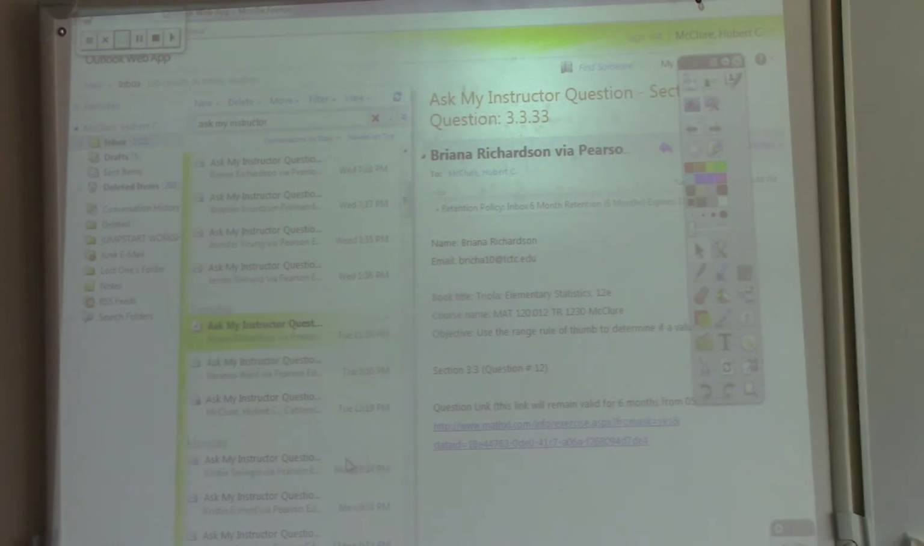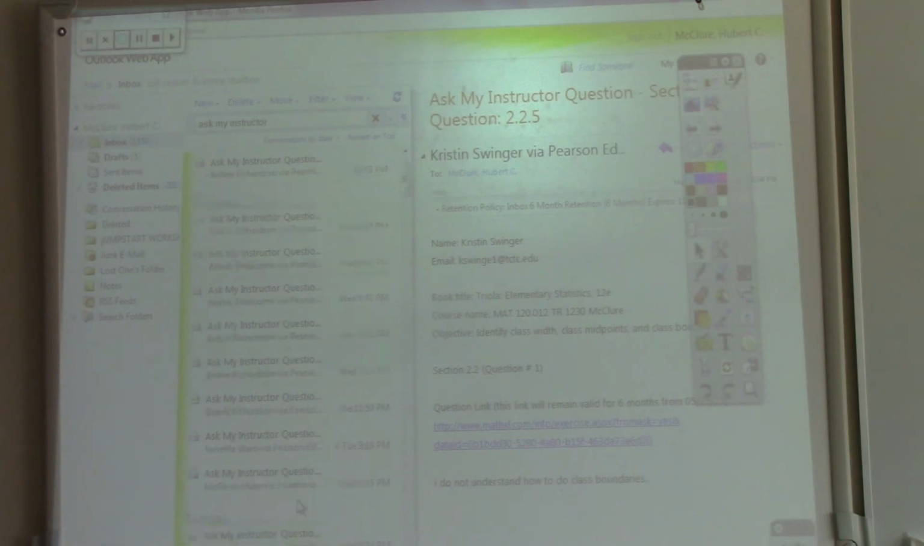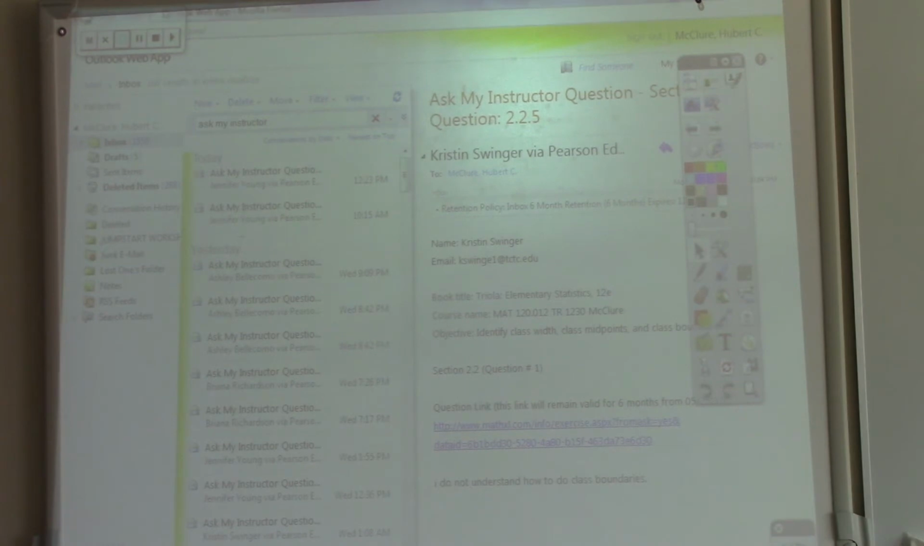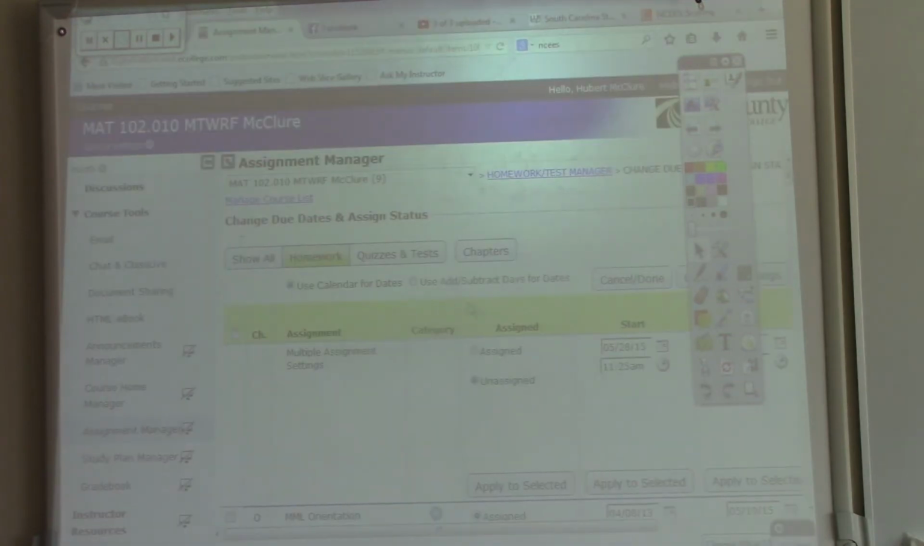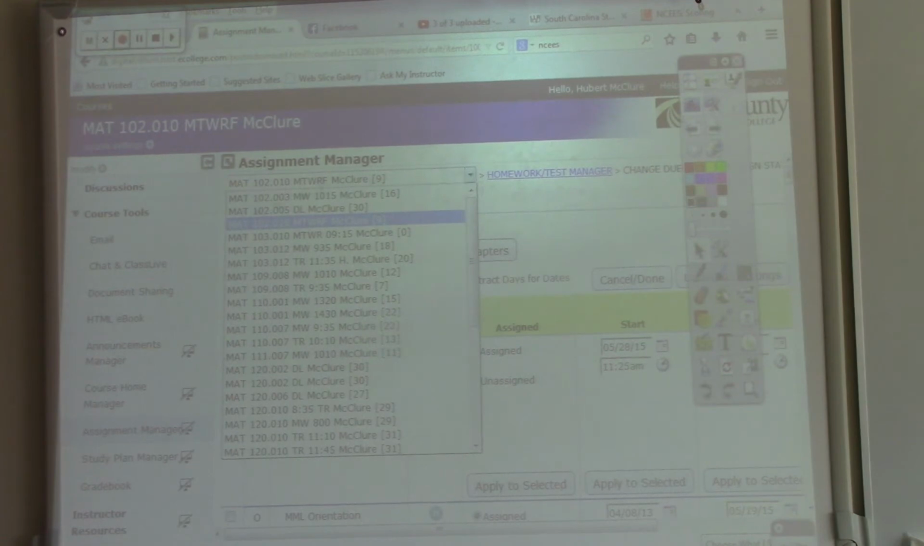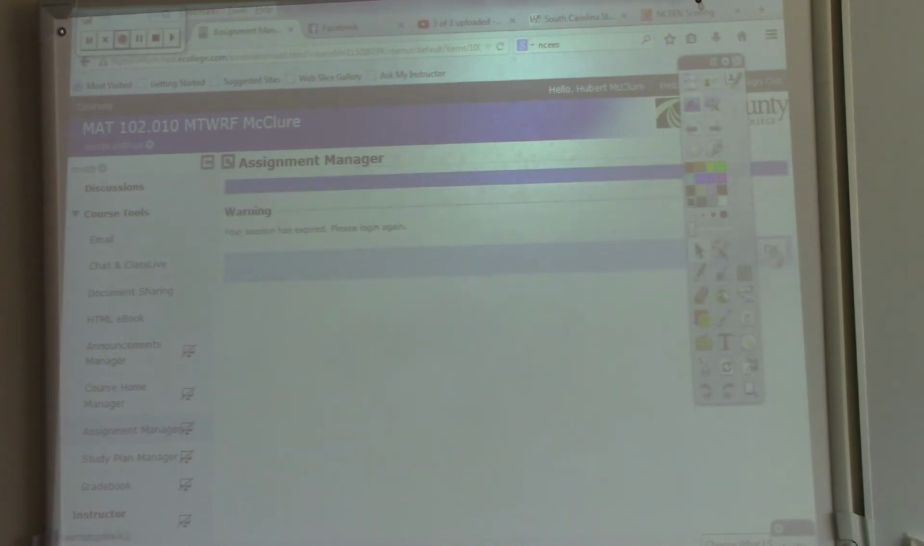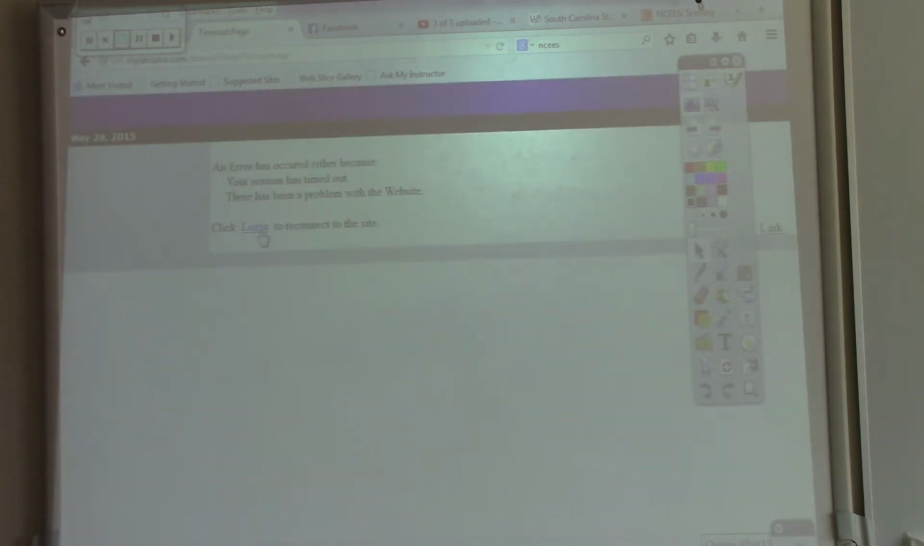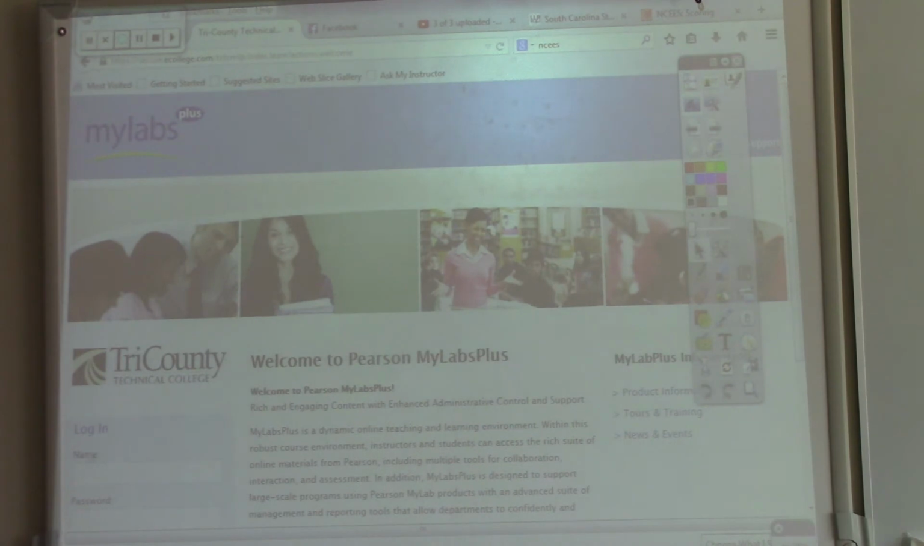Let's see if there's any more. We went over those. We went over class boundary. I think I went over all those. Okay. All right, so that's basically any homework questions that were sent in. Let's look and make fun of people who haven't done homework. 120, y'all are section 12. Let's see. This is so frustrating.